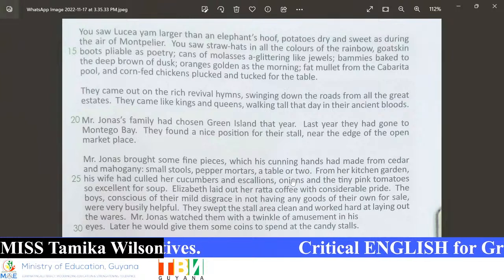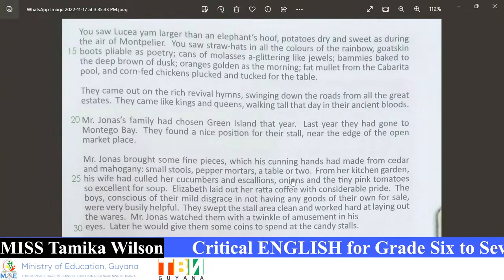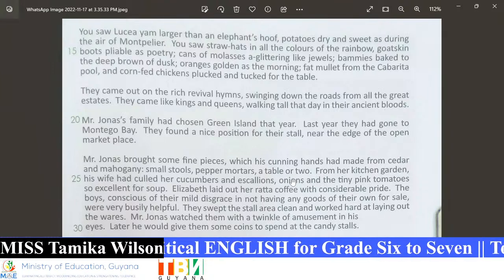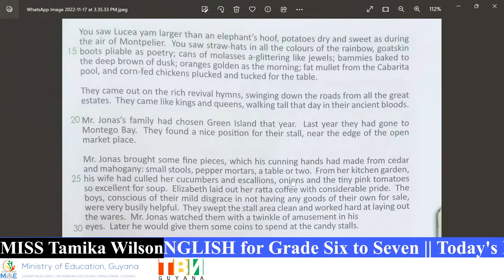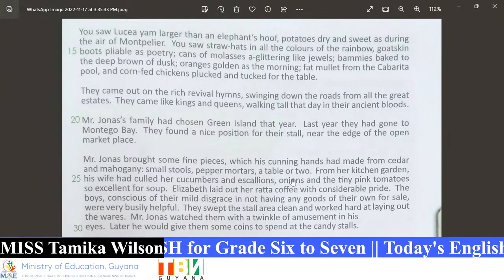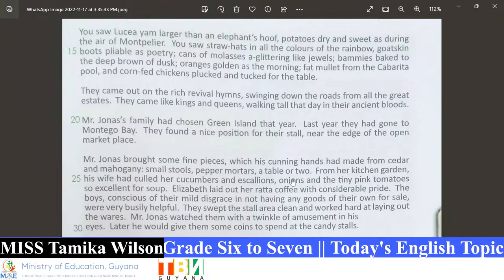Goatskin boots, pliable as poetry. Cans of molasses glittering like jewels. So have you ever had molasses? Yes, it's very, very sweet. And in Guyanese terms, we usually use molasses when we have a heavy, heavy cold. So it helps to get rid of the cold.